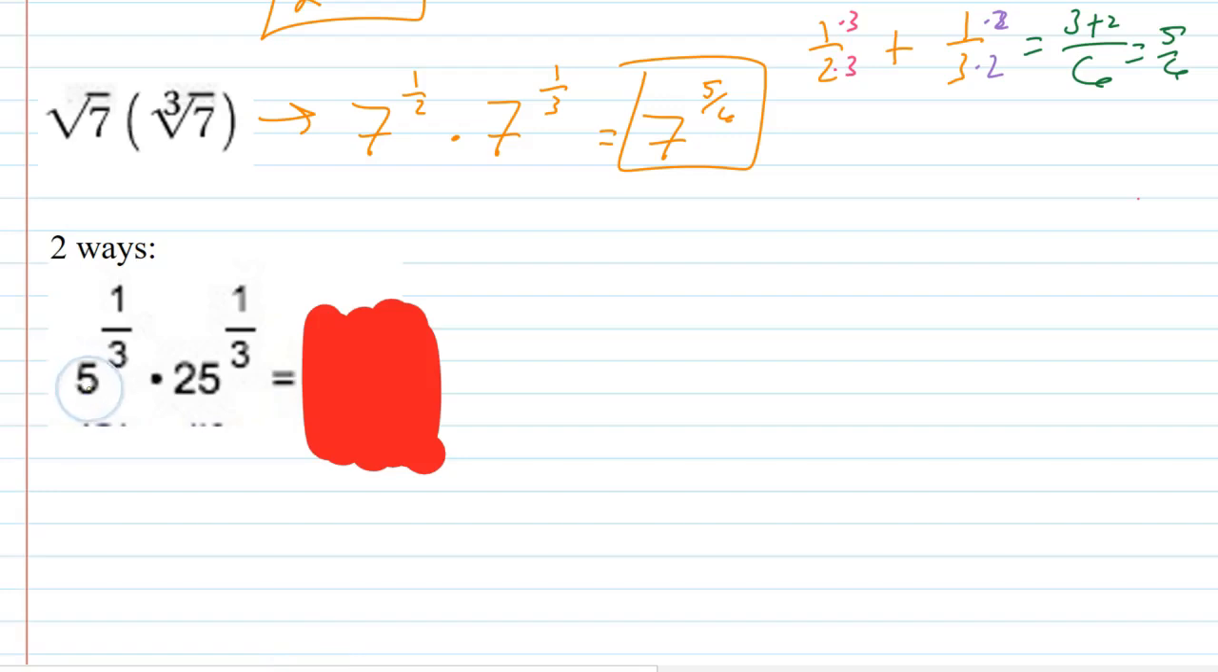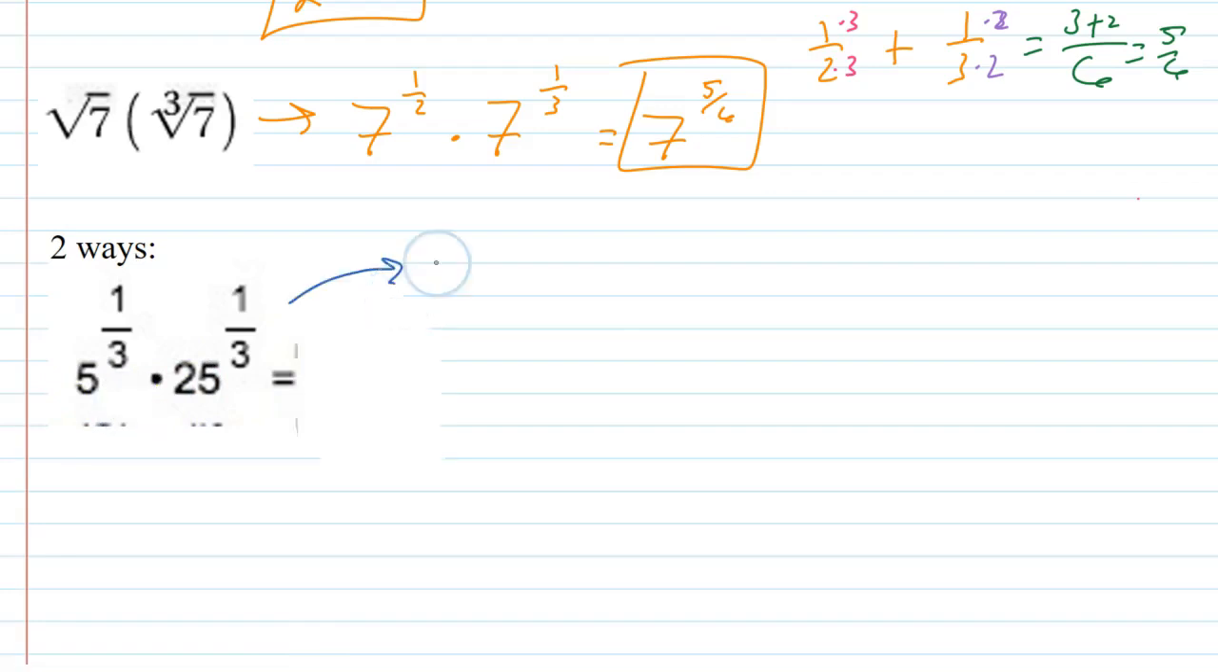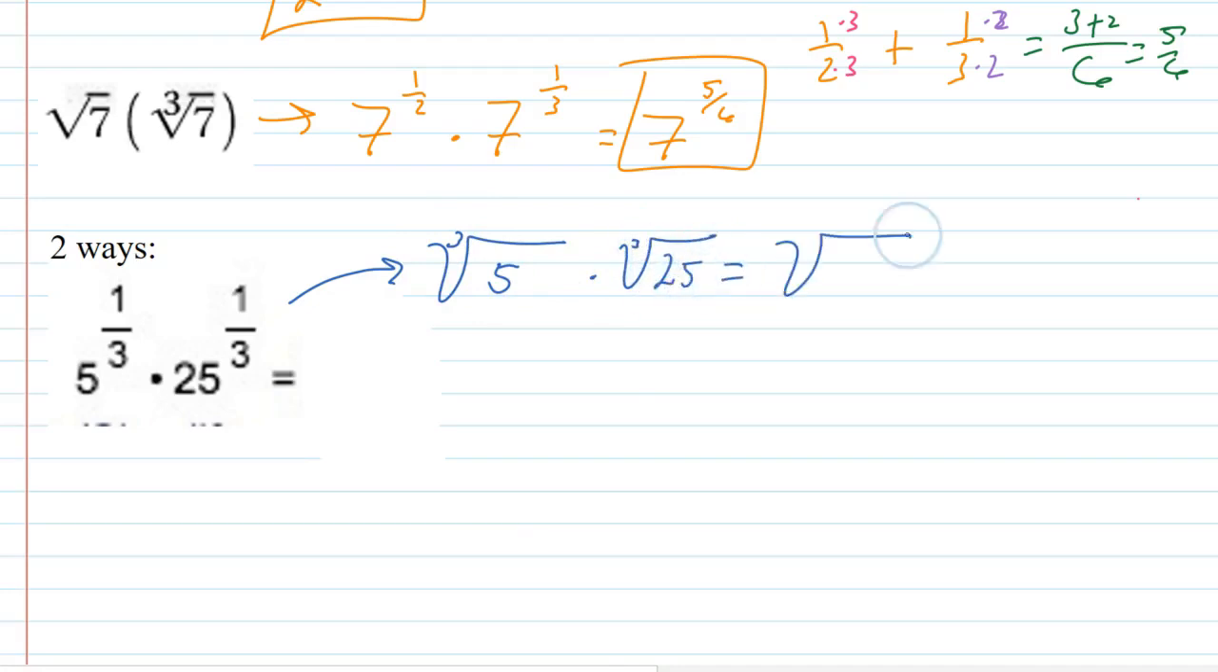Now, we just said when multiplying common bases, 5 and 25 are not common bases. There's actually two ways to do this problem. The first way is to change them into radicals. It gives me the cubed root of 5 times the cubed root of 25. When we multiply that, they're both cubed roots, which is fine. So 5 times 25 gives me the cubed root of 125. You should know that the cubed root of 125 is simply 5. That is one way of doing it.